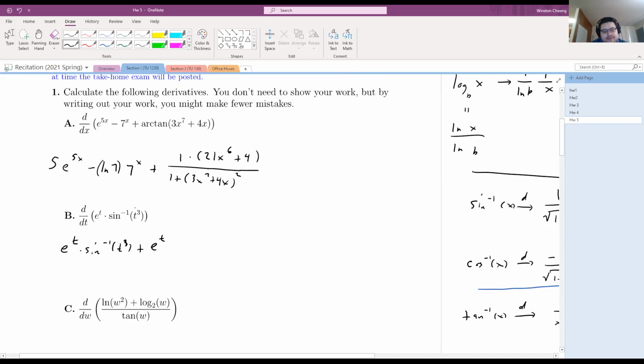The derivative of inverse sine is 1 over the square root of 1 minus the quantity inside squared. So we have this inside, and this gets squared, so we end up squaring t cubed, which is going to give me t to the 6. And the chain rule says we then also take the derivative of t cubed, which will be 3t squared.